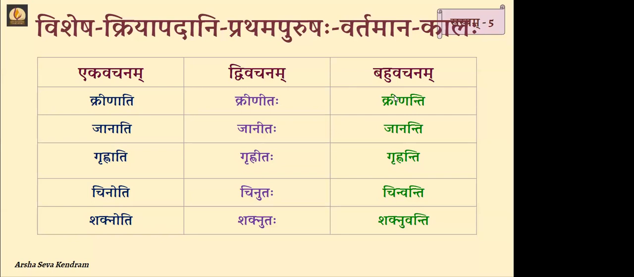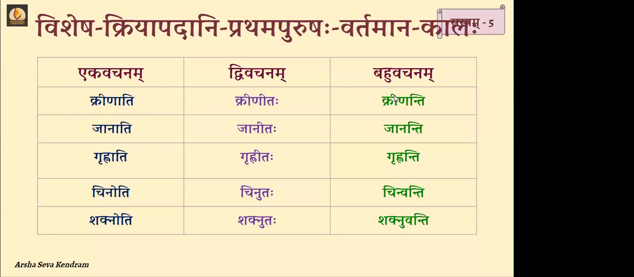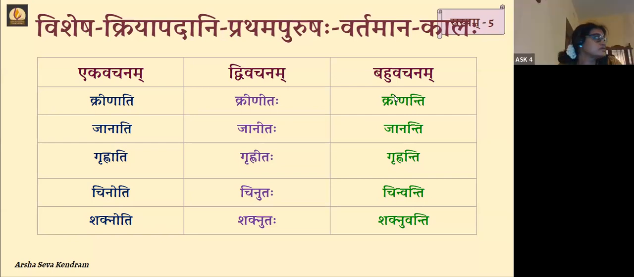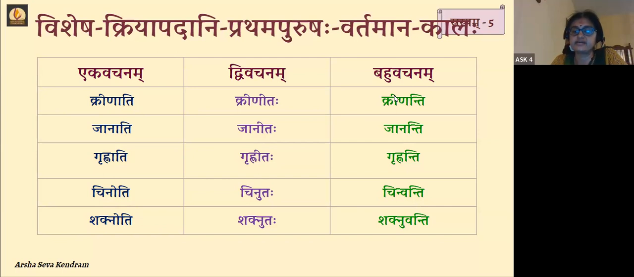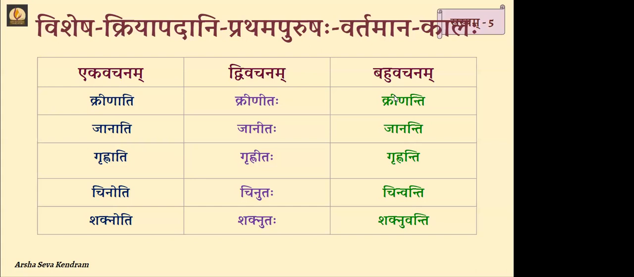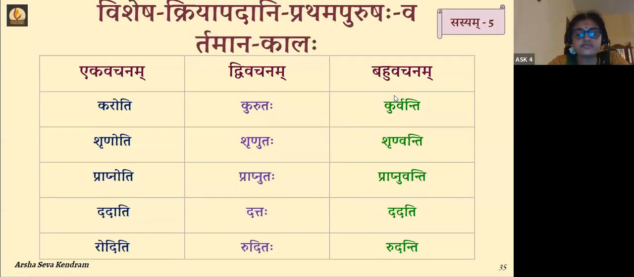Shaknoti, shaknutah, shaknuvanti. Arthah kah, what's the meaning? Shaknoti, possible. Can. I can do this. He can do it. Can. Possibility. Awesome. Sah kartum shaknoti. He can do it. So that is shaknoti. Astu. Okay, go ahead. Let's read again. Whose turn? Dhruva Mahodaya.